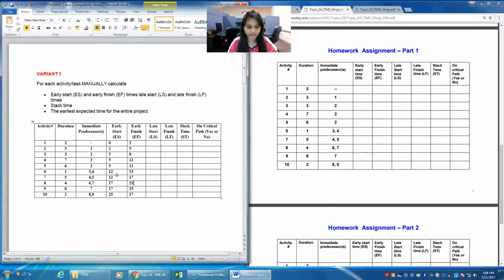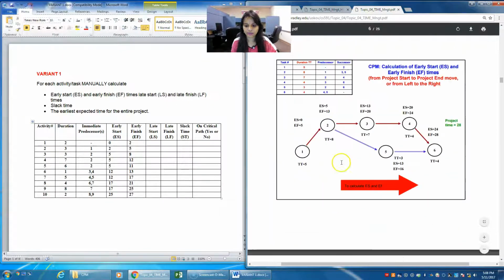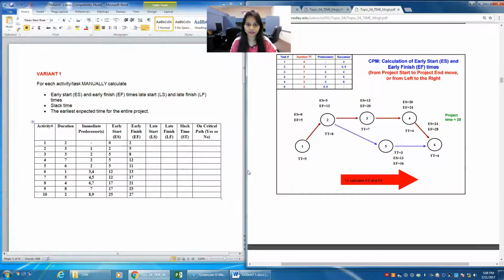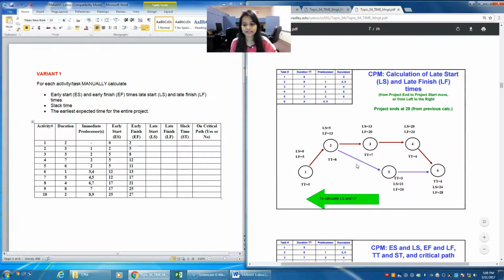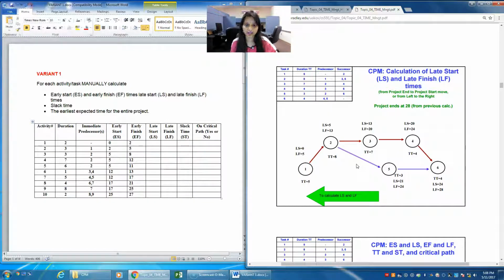Now with the late start and late finish, for the early start and early finish we did the list of activities from 1 through 10. So we started with 1, followed by 2, 3, 4, 5, 6, and so on till 10. But the late start and late finish start from the project end and move to the project start. You need to do a backward pass, starting with 10, followed by 9, then 8, then 7, and continuing like that.